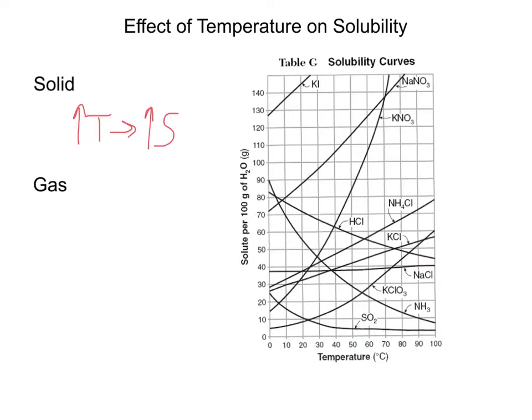Now, something we may not think of very often is gases. Gases are the opposite of solids. As you increase temperature on a gas trying to dissolve in a liquid, you actually decrease its solubility. This is why a lot of the major fishing areas of the world are found in cold water: cold water holds more dissolved oxygen than warm does. So this is just a trend you need to know for the temperature effect on solubility.